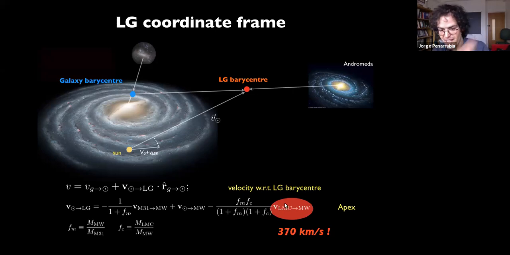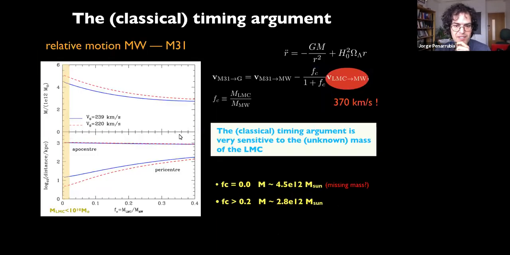And of course, this is a very large quantity. So even if FC is small, this can still lead to a significant contribution to the apex of the sun with respect to the barycenter of the local group. So, very simple. How might the presence of the LMC, this component, affect the timing argument mass?